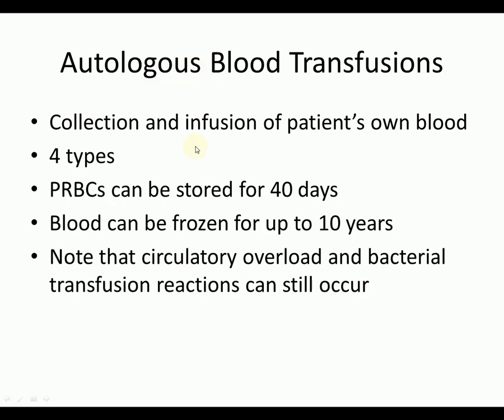Autologous blood transfusions are a collection and infusion of the patient's own blood. Of course, there are 4 types. Packed red blood cells can be stored up to 40 days. Okay, the blood can be frozen for up to 10 years. Note that circulatory overload and bacterial transfusion reactions can still occur even though it is your own blood, especially the circulatory overload. Okay?